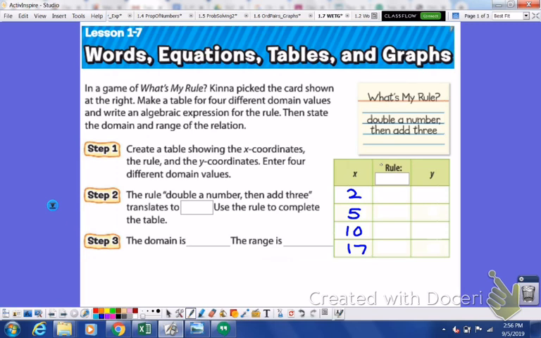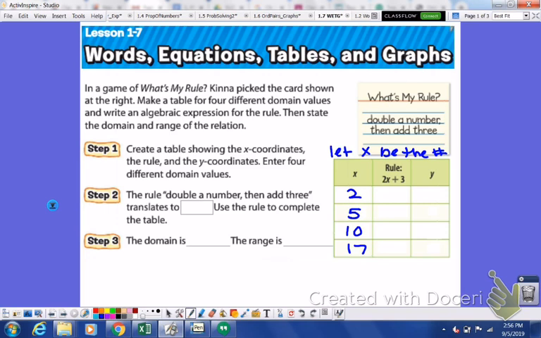Now, we know that before we write a rule, we have to define our variable, so let x be the number. Now double a number, anytime we double something, that means you're going to multiply by 2, then add 3, so plus 3, which would give us a rule of 2x plus 3.